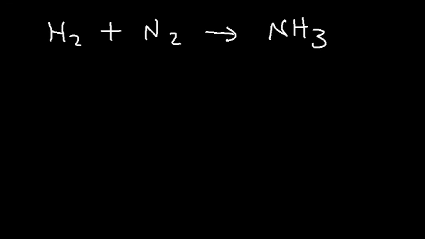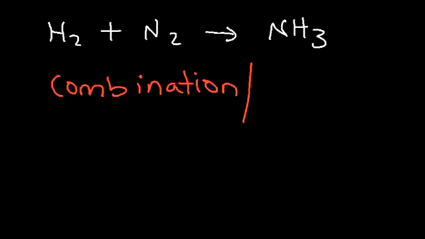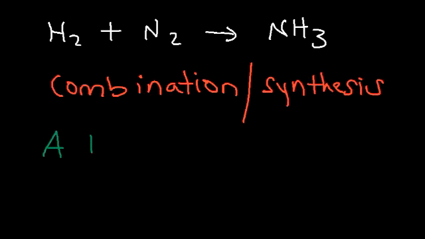When hydrogen gas reacts with nitrogen gas to produce ammonia, this is a combination reaction, also known as a synthesis reaction. Whenever you have, let's say, 2 smaller items combining into something larger, it's called a combination or a synthesis reaction. Now, how can we balance this reaction?